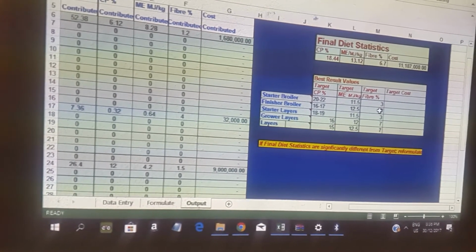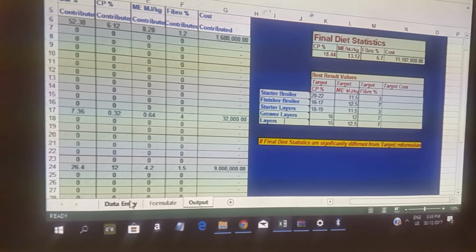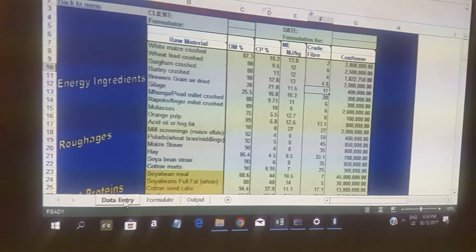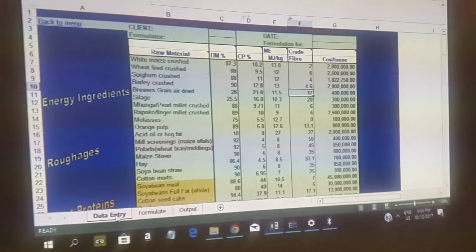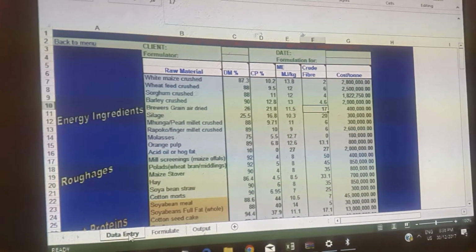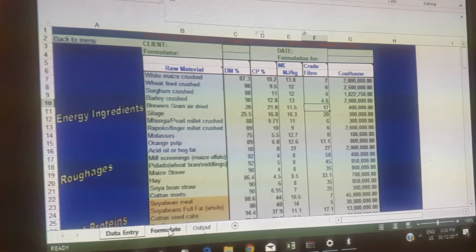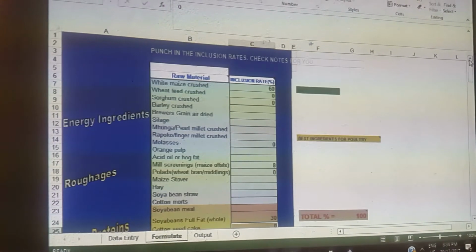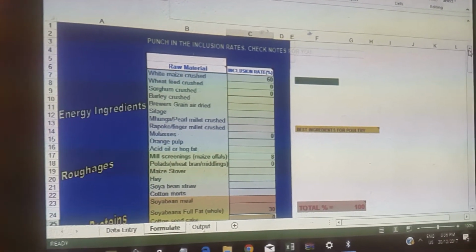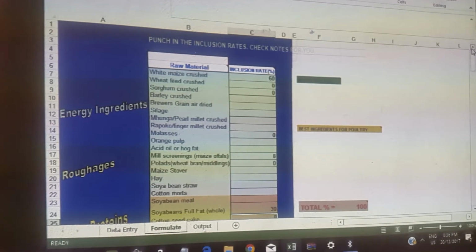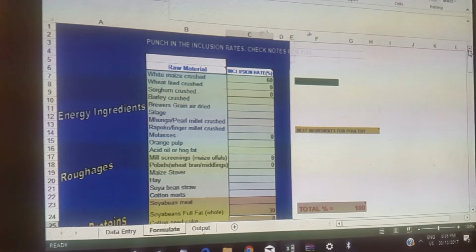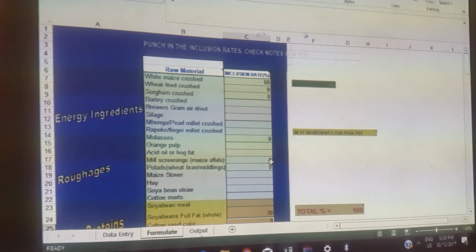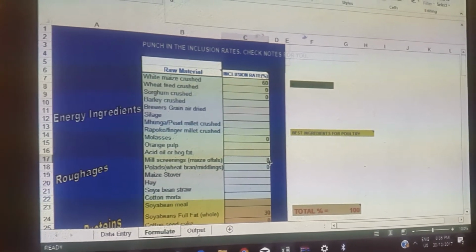So what I just need to do is go back. If you're not too sure, you can go back to your data entry there and check on your products what has got a high fiber content or what has got a low fiber content. So what I need to do is go back to formulate there and check where I am. On white maize I still have 60, soybeans I've got 30, and soybeans has got a bit of high fiber content, or maybe it's those maize screenings, maize offals. What if I take them down a bit, let's say to 3 there.